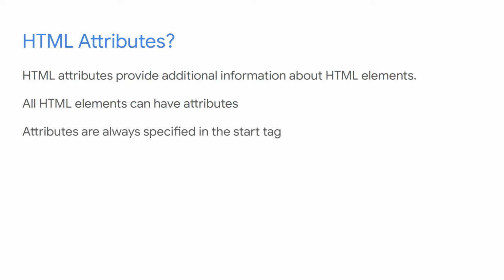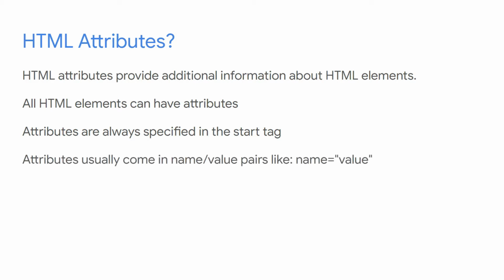Second, attributes are always specified in the start tag, like the initial part of a p tag. And an attribute usually comes in a name-value pair, where we have an attribute name, and then we can pass a value inside double quotes with the help of the equals symbol.